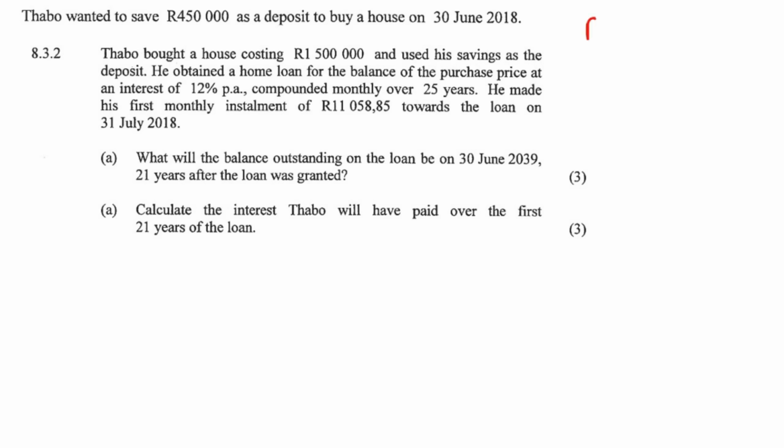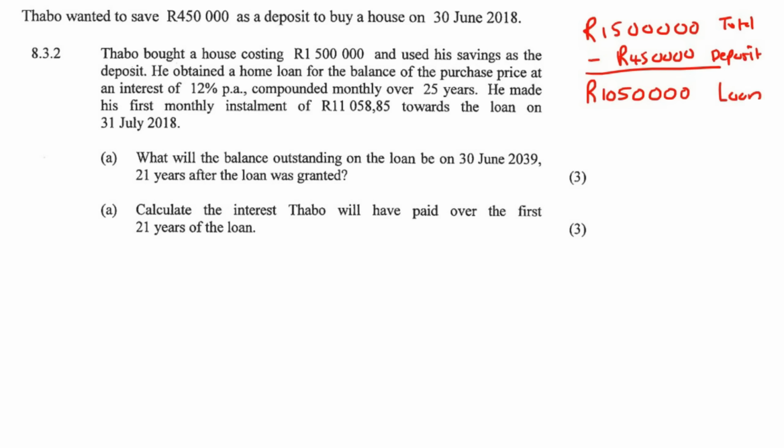Okay, so it's like this: the house is worth 1.5 million. Tabo is going to pay off 450,000 Rand of that. So how much money does he actually need from the bank? Well, if you minus those two values, then the amount that the bank is going to lend Tabo would be 1,050,000. That's how much the loan is actually going to be. He's already paid off the 450,000. I hope that makes sense. So this is the total value of the house. This was his deposit. And so the leftover amount is how much he needs for the loan.